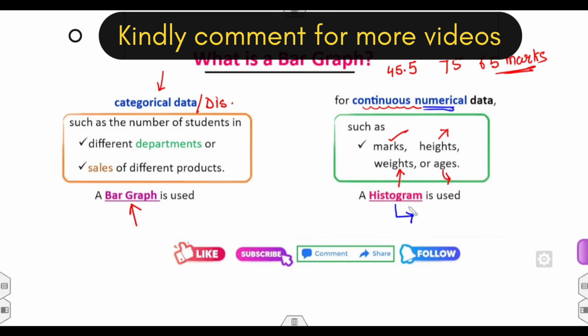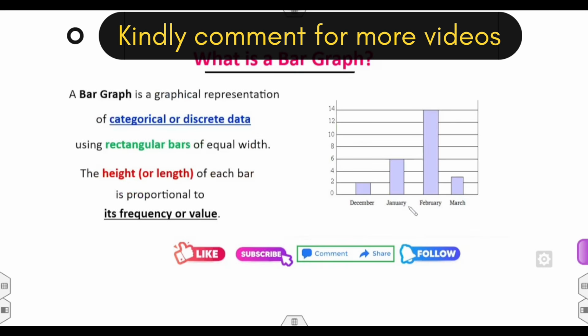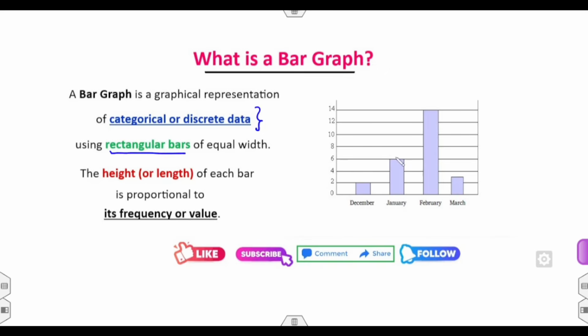ये histogram हम इस lecture के बाद डिटेल में डिस्कस करेंगे. So the bar graph is a graphical representation of the discrete information with rectangular bars. So we always draw rectangles and the width of each rectangle must be the same. ये जो आपकी horizontal width है ये हमेशा और हमेशा सेम होनी चाहिए, whatsoever the categorical information you have.